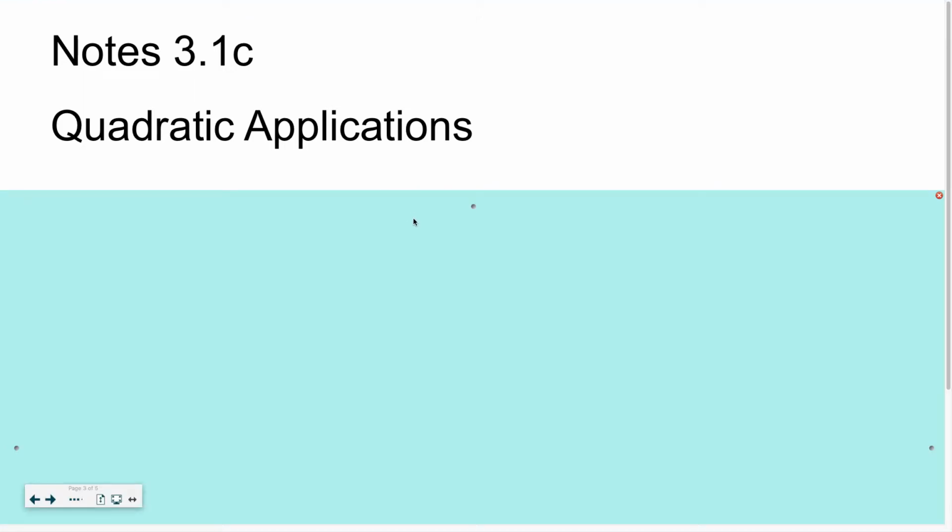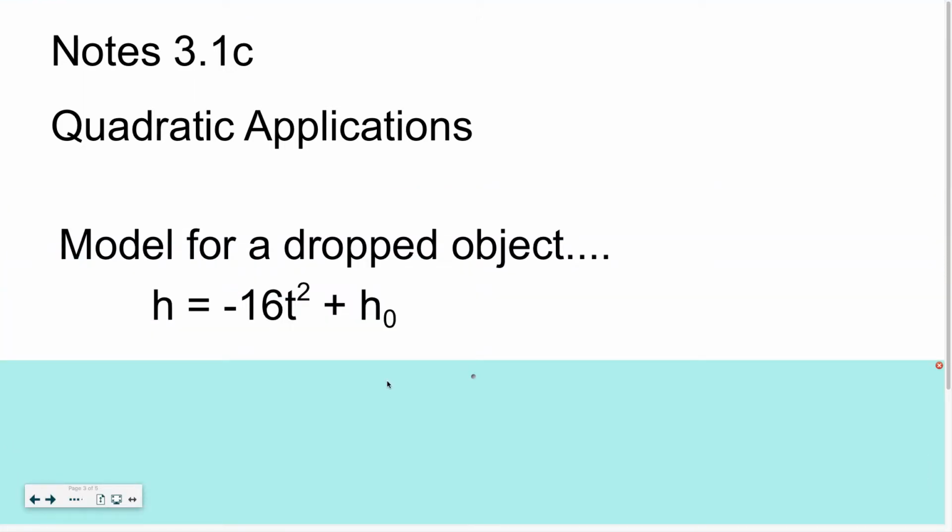So, first thing we're going to talk about is the model for a dropped object. Now, this is just if I were to, let's say, put a marker in my hand, hold it here, and just let go of it. This is different than the model for an object which I throw. That equation has a little tweak to it, which we will learn eventually. But right now we're just dropping the object. And that looks like h equals negative 16t squared plus h sub 0.